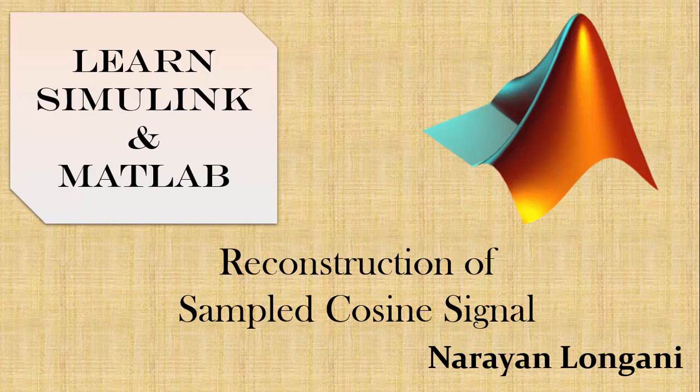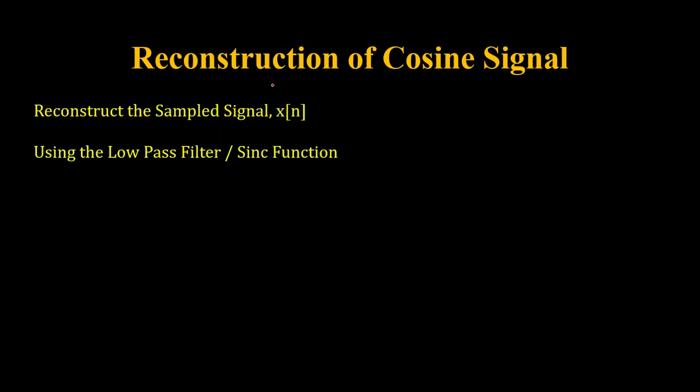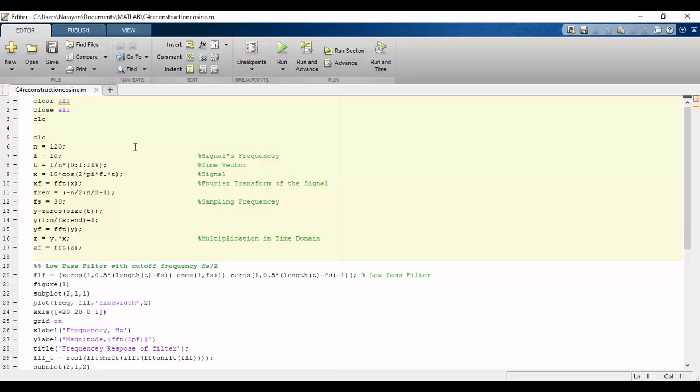Today we will reconstruct a continuous time cos signal from a sampled cos signal. For this task we have a sampled cos signal from the previous example and we will reconstruct the continuous time signal with the help of a low pass filter or Sinc function. And now we will move to Matlab.